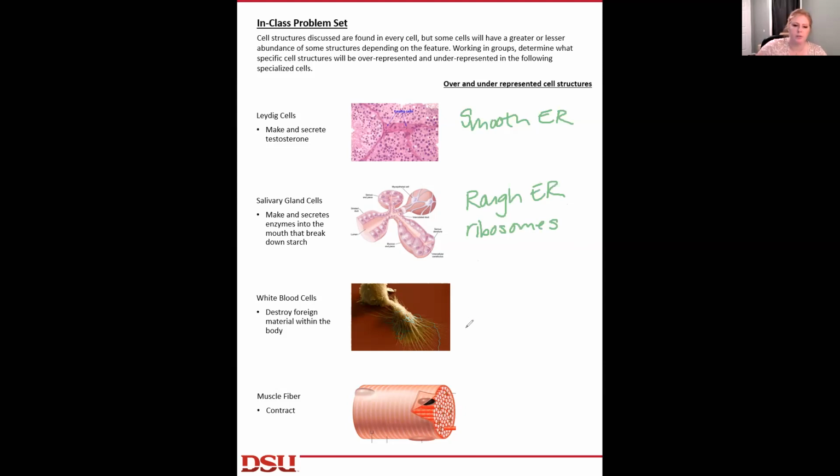White blood cells destroy foreign material within the body. These are lysosomes. If you're going to be doing a lot of destroying and a lot of breaking down, you're going to need a lot of lysosomes, because that's where the destroying happens. Muscle fibers that contract. What are you going to have a lot of? This one isn't really from your pre-lecture assignment. It's more from the cytoskeletal stuff that we went through. When you think about muscle contraction, it's this process of things moving against each other, and that's where we're going to have our actin.